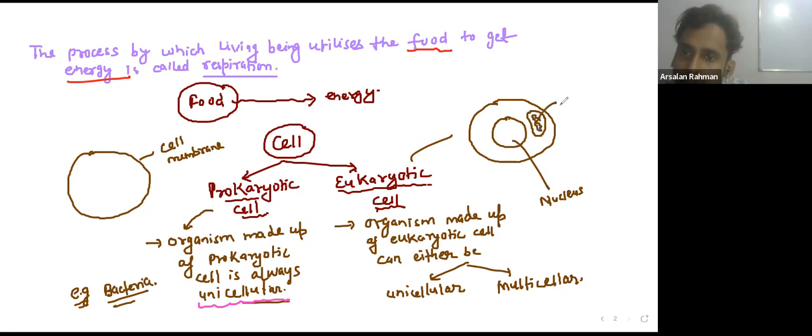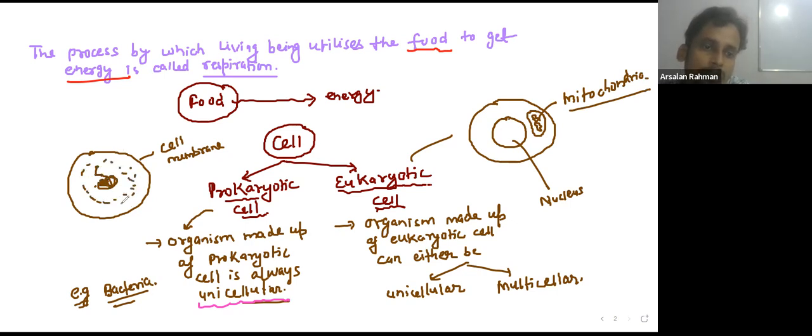Mitochondria. Have you heard about this? Mitochondria. So what is the major difference? Here there is no nucleus found. There is no nucleus. And this jelly-like substance is called what, beta? Cytoplasm. This is cytoplasm.